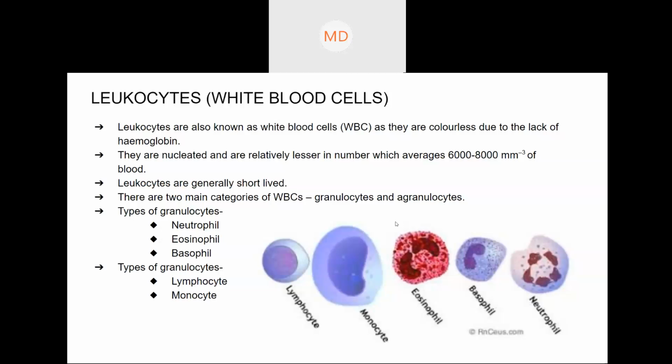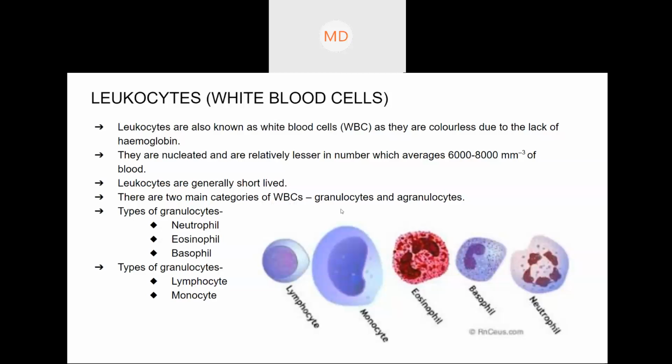Normally, this is a cell. This is the nucleus, and there will be the nucleus and cytoplasm. When these granules are present in the cytoplasm, the cells are known as granulocytes. Remember, when granules are present, they are known as granulocytes. And when there are no granules, they are known as agranulocytes. There are two categories of WBC, granulocytes and agranulocytes, and this categorization is made on the basis of the presence or absence of granules.